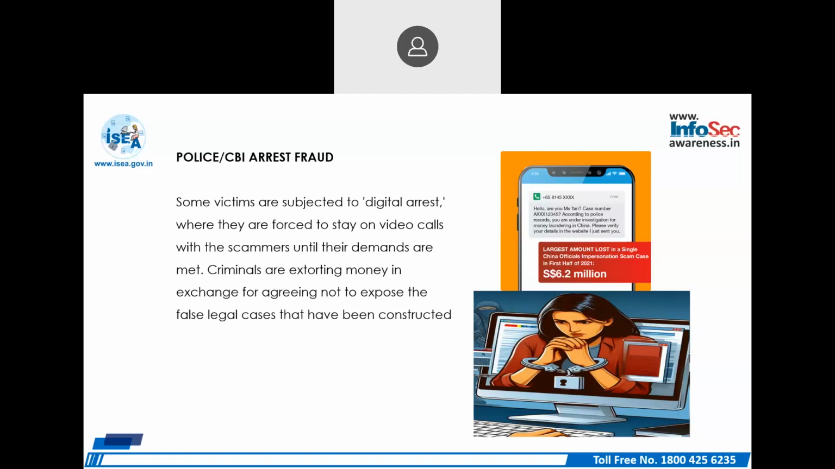Then they say, till the time we come to your home, we don't allow you to move from one place. "Open your Skype, open your camera, sit before your laptop. If you move, we'll come to your home and we'll shoot you. We'll do an encounter with you." And people like fools are sitting before their cameras for even 16 to 18 hours. This is digital arrest. They wait for the police to come to their home and arrest them.